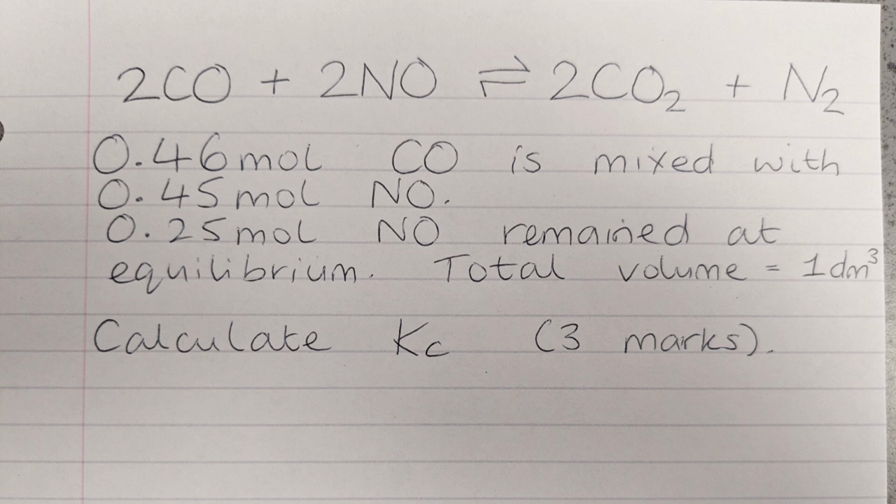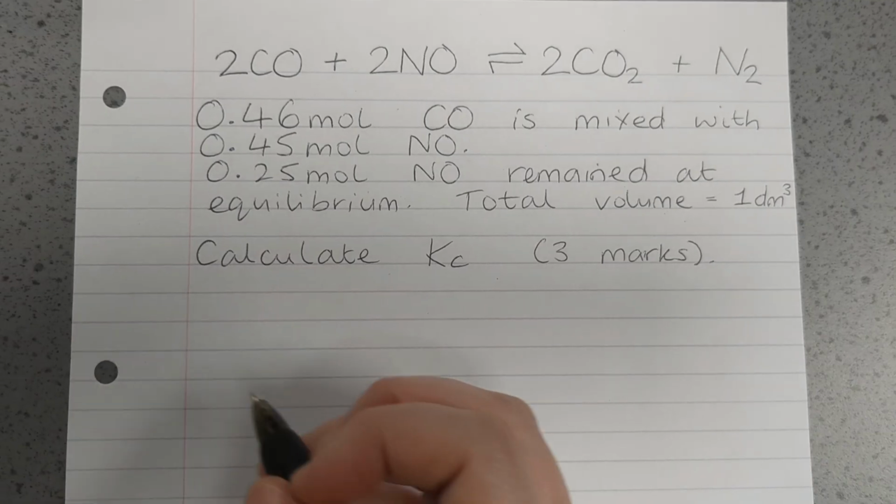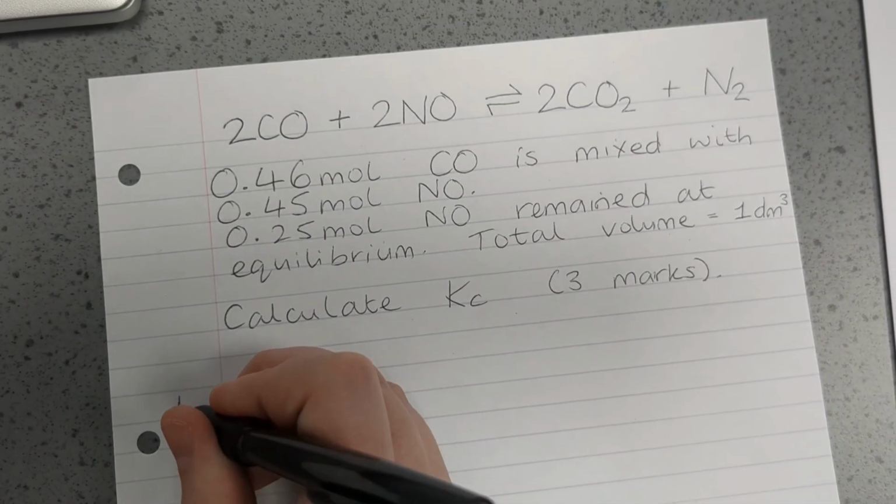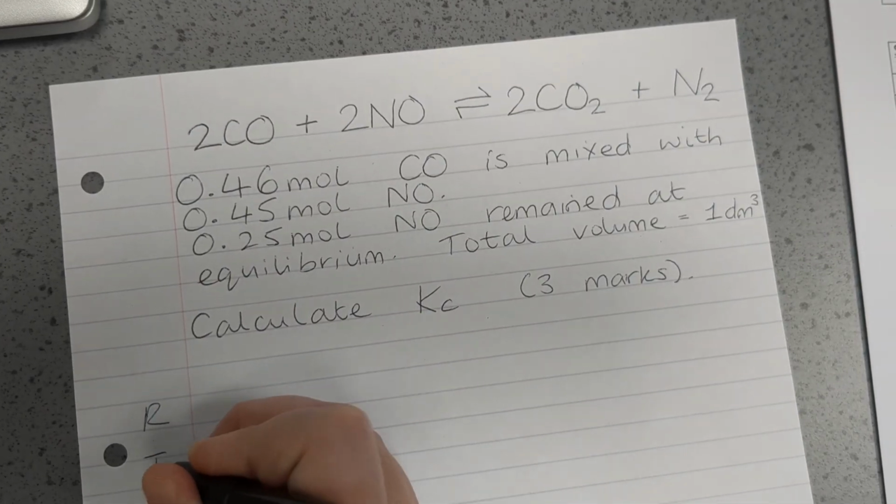With these RICE or ICE calculations, we're given two initial moles, so initial moles of two things in a reaction, and we're given one lot of equilibrium moles for one thing in the reaction, and then we have to figure out the equilibrium moles from those values. So first, under the question, let's draw out our RICE table.